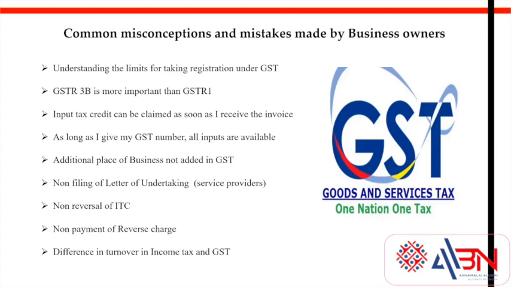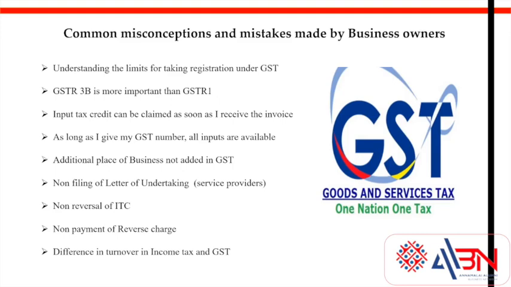Non-reversal of ITC and non-payment of reverse charge. So non-reversal of ITC, I'll quickly go through it. It's in a scenario where, let's say you have two services. One is exempt and one is taxable. Now, what the law says is if there are common credits, a typical example of a common credit is rent. You use the same office, pay rent, pay GST on that rent, but you use the same office for both exempt and taxable supplies, right? So you cannot claim the entire ITC of what you're paying. You need to reverse to the extent of exempt supplies.